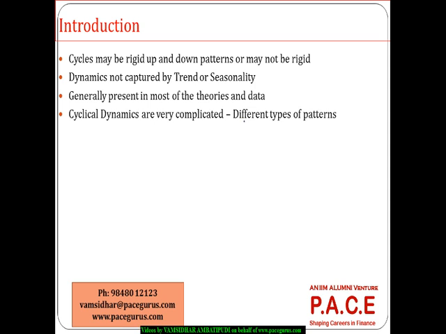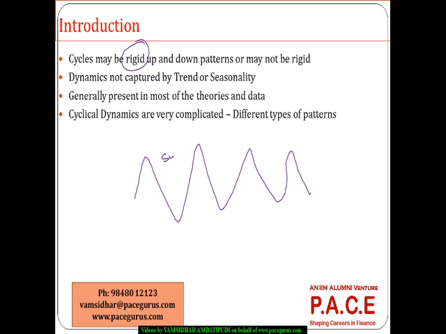Whenever we are talking of cycles, if I'm talking about rigid cycles, it is more like an up and down movement like this at different points in time, where the pattern is more rigid, more solid, more clearly visible. This is one dimension of cyclicity. In some cases, the pattern may not be rigid and is not that clearly visible at all. Right, the majority of real-world business, economics, and financial data, I find, are not very rigid.